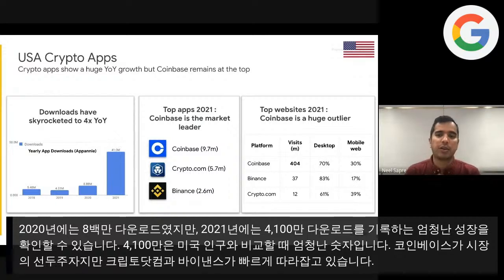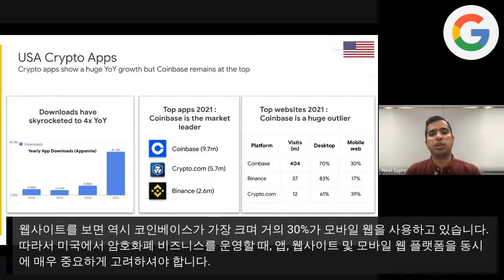Now, the interesting fact over here is that 30% of users that visit Coinbase actually use the mobile web. So this means that any crypto product that actually goes into the US has to think about product development on three fronts: app, web, as well as mobile web. And that's a very interesting suggestion that I can actually give.